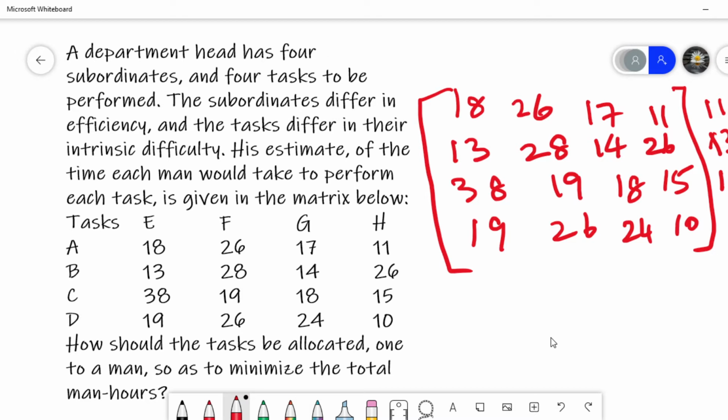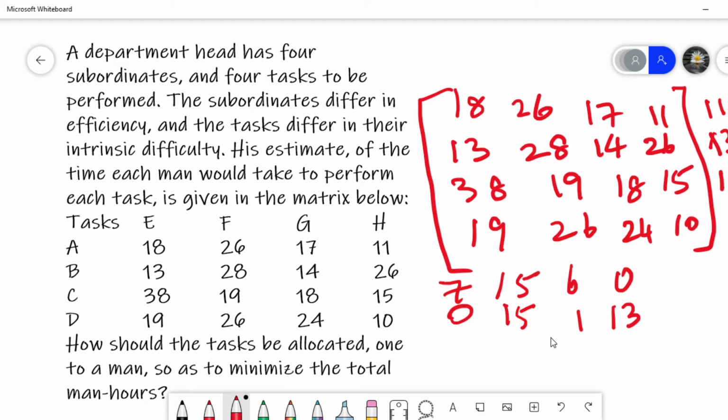So 18 minus 11 is 7. 26 minus 11 is 15. 17 minus 11 is 6. 11 minus 11 is 0. In the second row, the smallest element is 13, so we subtract 13 from each cell value. 13 minus 13 is 0. 28 minus 13 is 15. 14 minus 13 is 1. 26 minus 13 is 13.